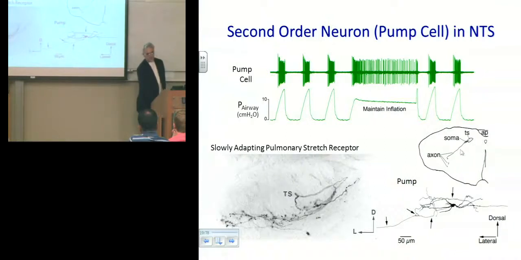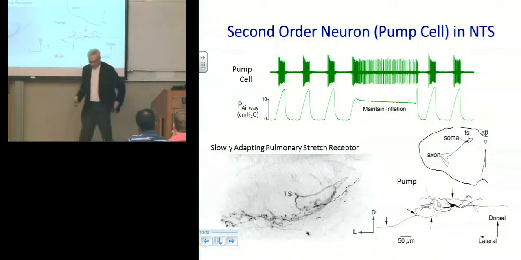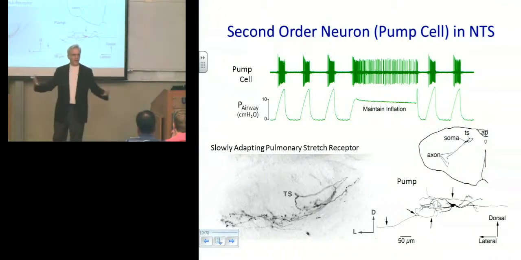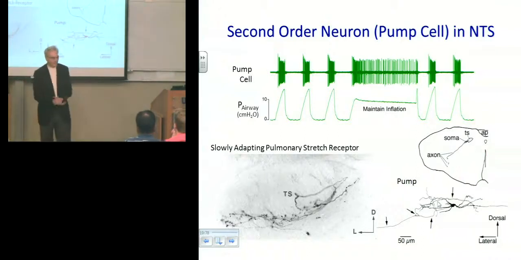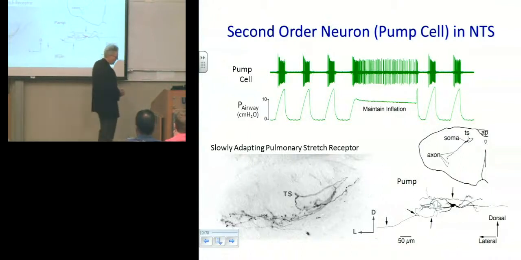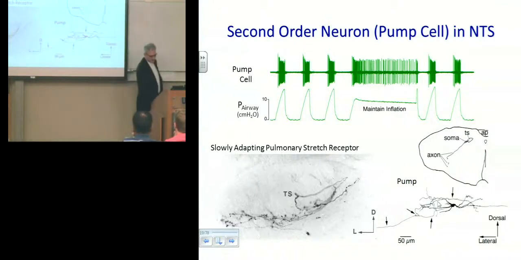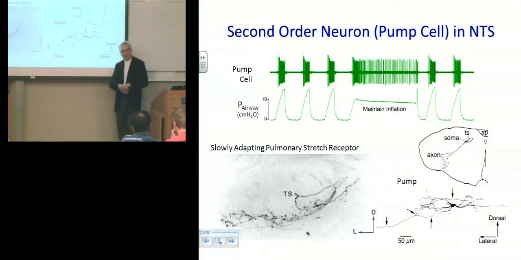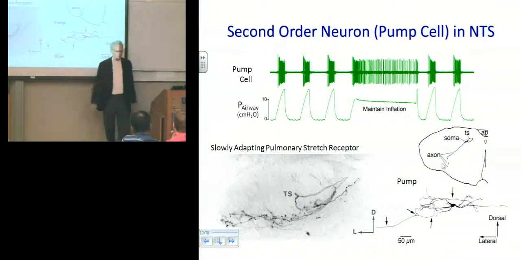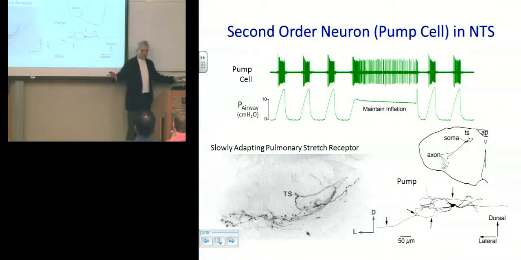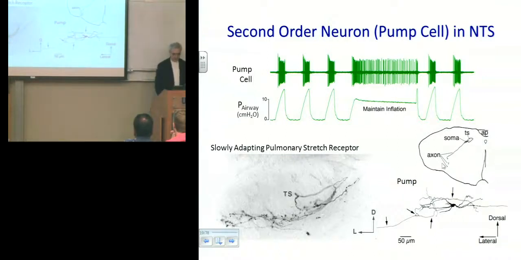And if you record the cells in that region, they're referred to as pump cells, named by Albert Berger, because they fire every time you inflate the lungs with the pump. And you can fill those and look at their axonal arborizations. They send an axon down to the ventral respiratory column, and they extensively innervate then rostrocaudally in the ventral respiratory column. And you can follow their axons for a fair distance in the ventral respiratory column.